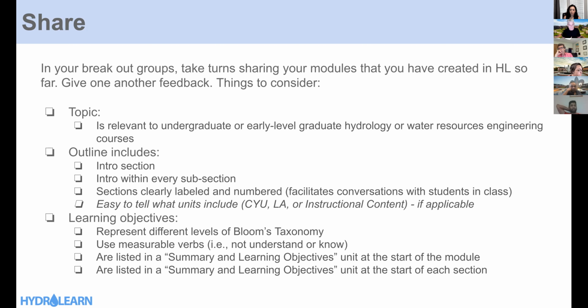Some things you might consider when giving feedback: is the topic relevant to undergrad or early level graduate hydrology or water resources engineering? When you get feedback on that outline, does the outline include an intro section, and an intro within each subsection? Are the sections clearly labeled and numbered? In other modules, we found that if you have section 1, then you might do 1.1, 1.2, and so forth, to make the structure clear and make it easier to communicate with students as you're using your module.